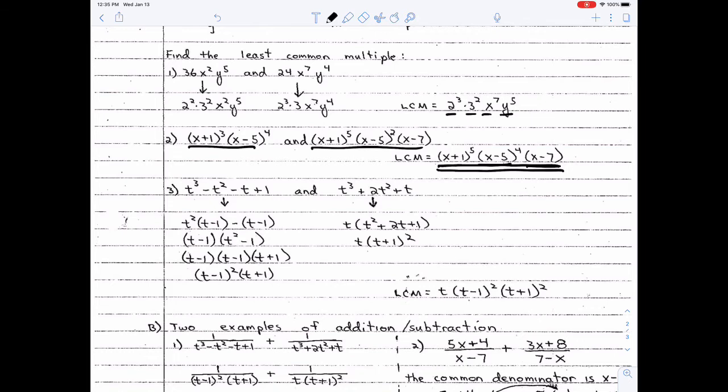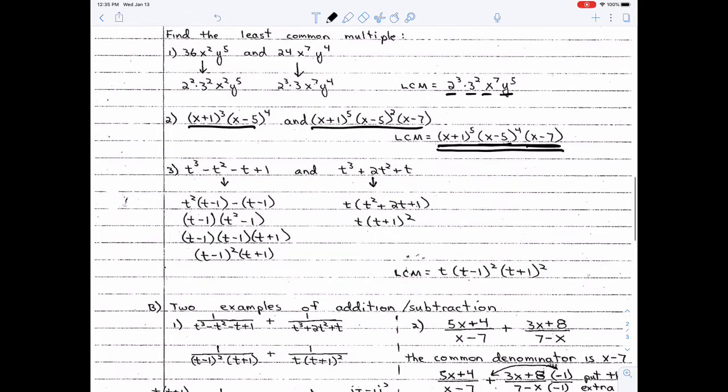Okay, so number 3, you take the problem that's given and you factor it, and we've factored that many times. Take the second one, factor it. And what do you see here? There's a t minus 1 and a t plus 1. So the largest thing is t to the first power. The largest of t minus 1 is a t minus 1 quantity squared. And for t plus 1, there's a t plus 1 to the first and a t plus 1 to the second. The largest one is t plus 1 to the second power.